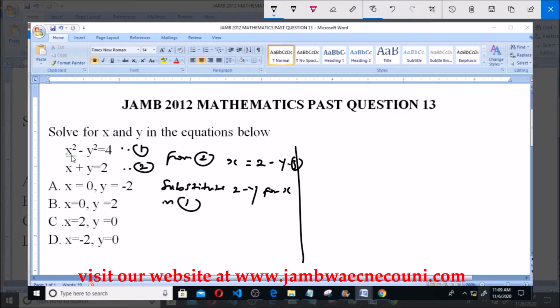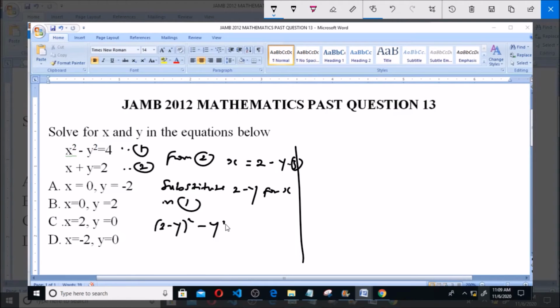So equation 1 says x squared, that will be (2 minus y) squared, minus y squared, is equal to 4. Now that means (2 minus y) multiplied by (2 minus y), minus y squared, equals 4. Now opening this bracket, we'll have 2 times 2 to give us 4. Then 2 times minus y will give us minus 2y. Minus y times 2 will give us minus 2y. And minus y times y will give us plus y squared. Now minus y squared is equal to 4.